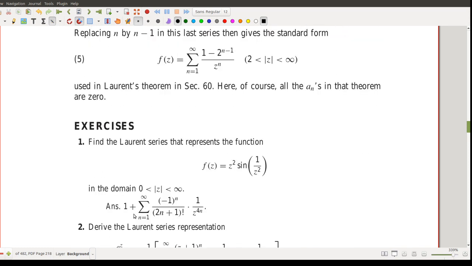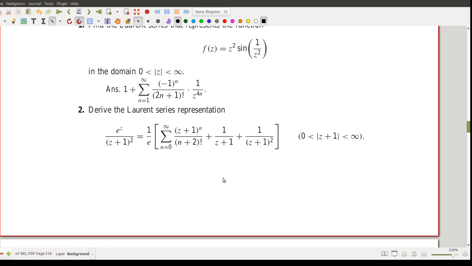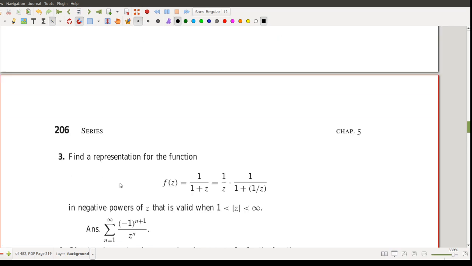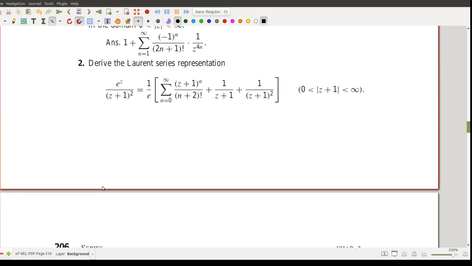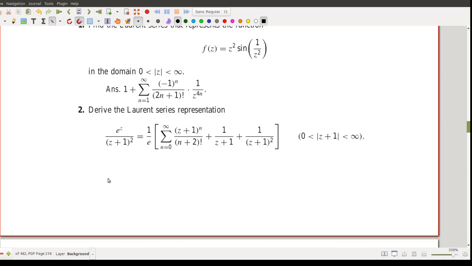So this is sections 60 and 62. Then with this we can conclude module 3. In the next class we will discuss, I think, chapter 6, which deals with residues and poles. That is going to be in module 4.